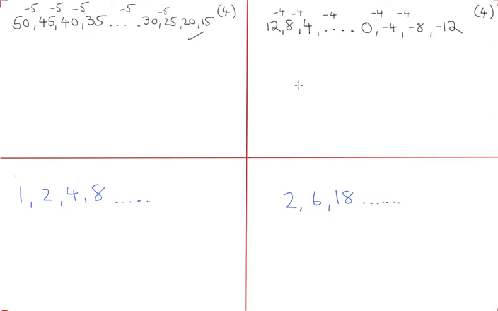Because remember the number line. If we go below 0, we start to go into negative numbers. And it goes like that.